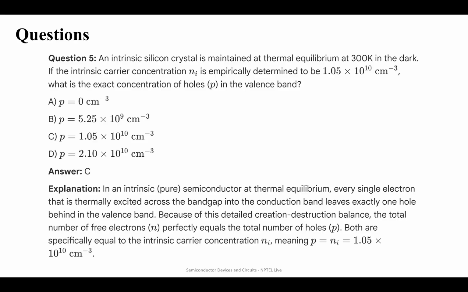So the correct answer would be C. In an intrinsic or pure semiconductor at thermal equilibrium, every single electron that is thermally excited across the band gap into the conduction band leaves exactly one hole behind in the valence band. Because of this detailed creation-destruction balance, the total number of free electrons perfectly equals the total number of holes. Both are specifically equal to the intrinsic carrier concentration ni, which means p equals ni equals 1.05 into 10 power 10 per centimeter cube. So the correct answer would be C.